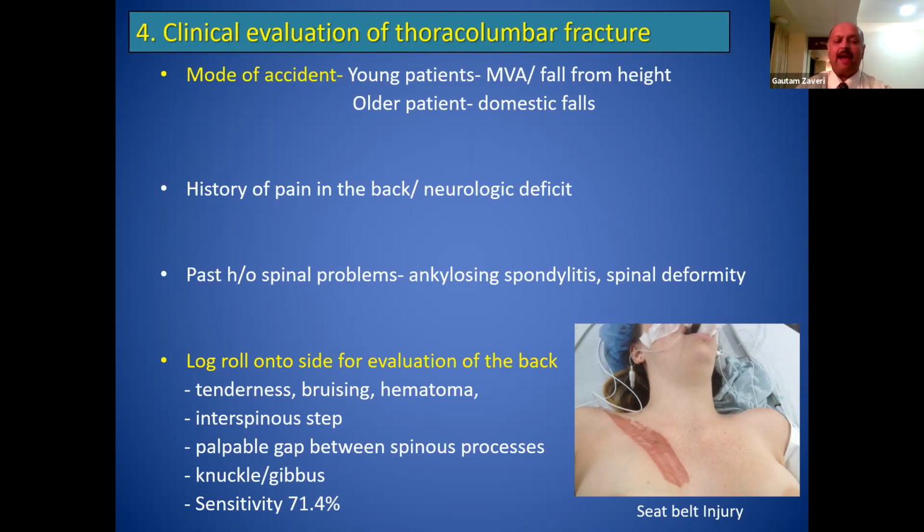Once you decide that you want to examine the spine and look at the back, you must take the help of 6 people to log roll the patient onto the side for evaluation of the back. Examine the spine for tenderness, bruising, any hematoma or lacerations. Palpate for any interspinous steps or gaps between the spinous processes. Look for any spinal deformity such as a knuckle or a gibbous. At the end of this, you must remember that clinical examination in the absence of a neurologic deficit has limited sensitivity in terms of diagnosing a thoracolumbar fracture.